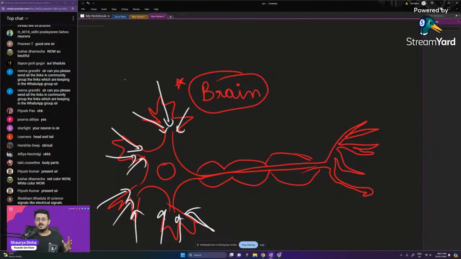Then it does the cooking. Not the meth cooking from Breaking Bad, but basically it takes up all the new inputs into its nucleus. This is the nucleus of our neuron. A neuron is also a type of cell, so it has a nucleus right over there. It takes all these inputs into the nucleus. It processes those inputs, guys.